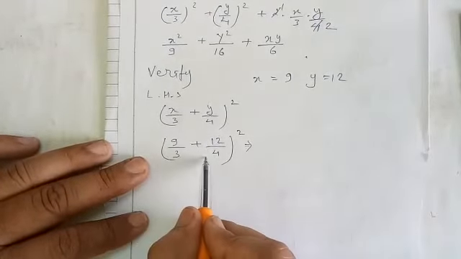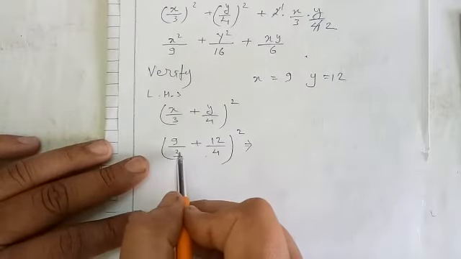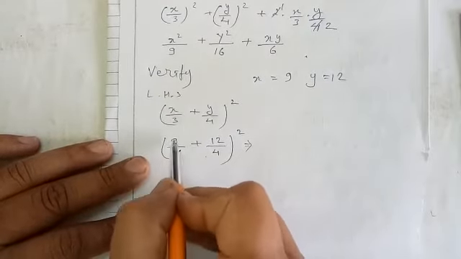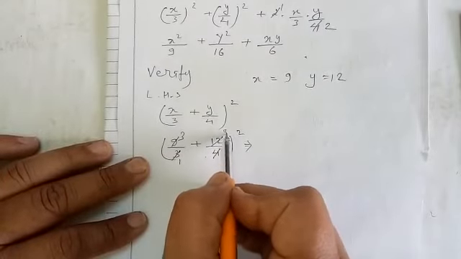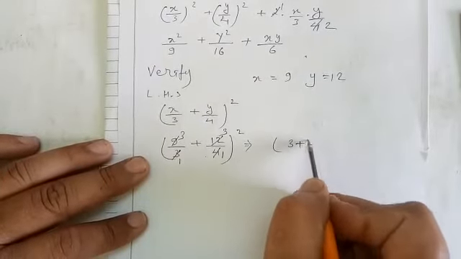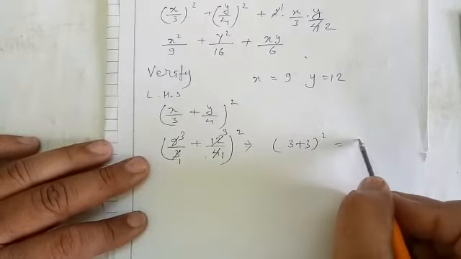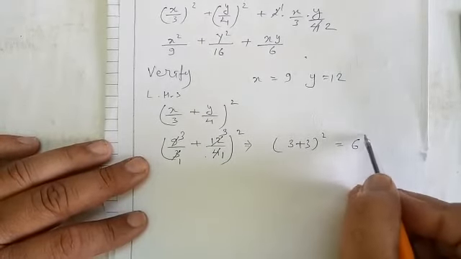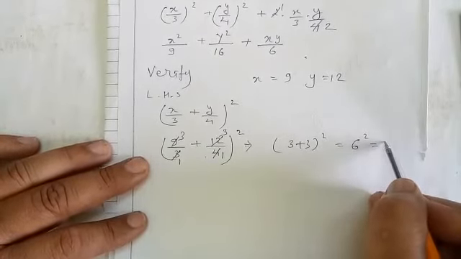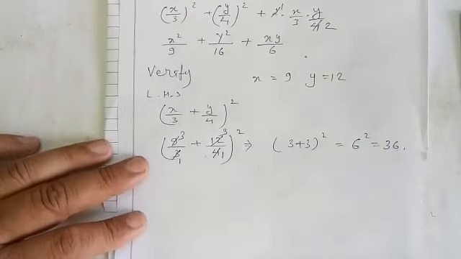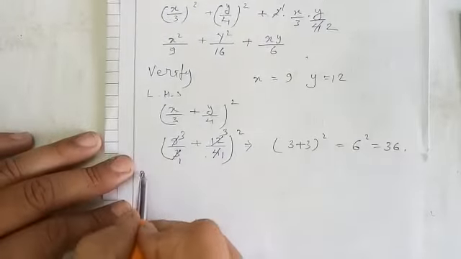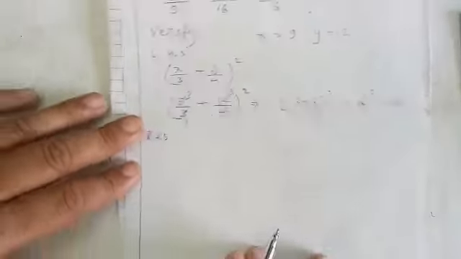Now LCM of 3 and 4, or you can cancel it. You cancel it, it will be easy. 3 1s are 3, 3 3s are 9, 4 1s are 4, 4 3s are 12. What is left? 3 plus 3 whole square. That means 3 plus 3 is 6 whole square. That is 6 square means 6 into 6. That is 6 into 6 is 36. Now RHS. What is RHS?